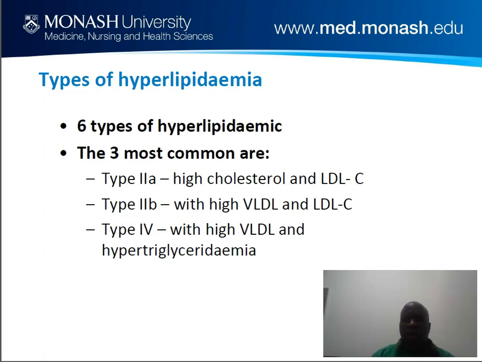I'll explain this. VLDL basically means very low density lipoprotein, which is an even worse condition, a worse type of cholesterol. Then type 3, and type 4, which is characterized by high VLDL and hypertriglyceridemia. Hyper means a high level of triglycerides in the blood.